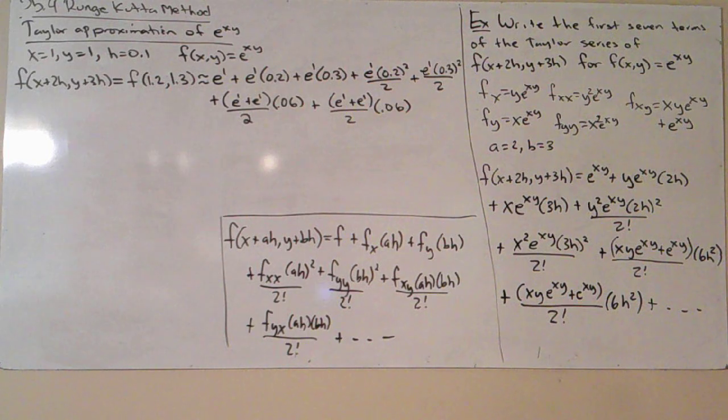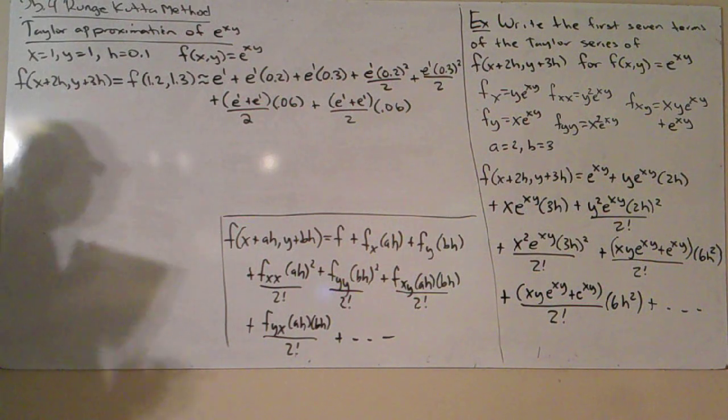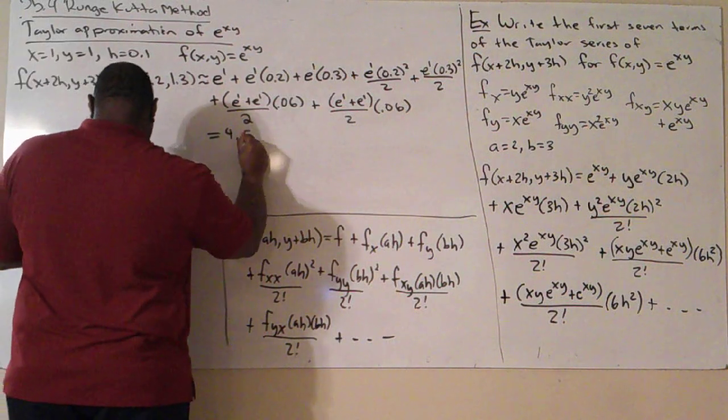All right, so let's just look at that. Marvel at that beauty that we have there. Now, if I did this correctly, which I think I did, I feel good about it. What I get, if I did it correctly, is 4.593896.